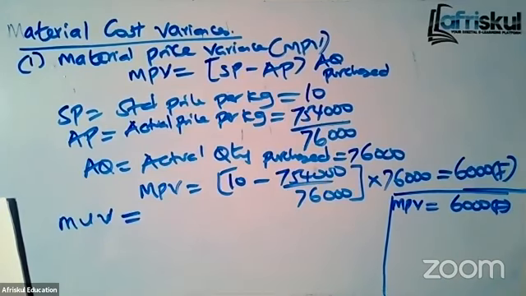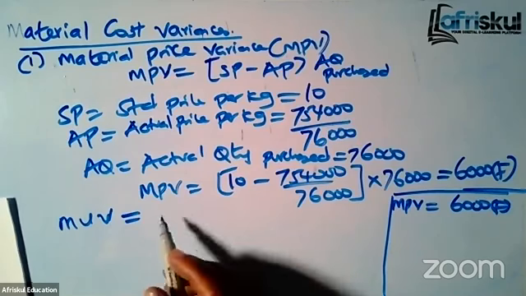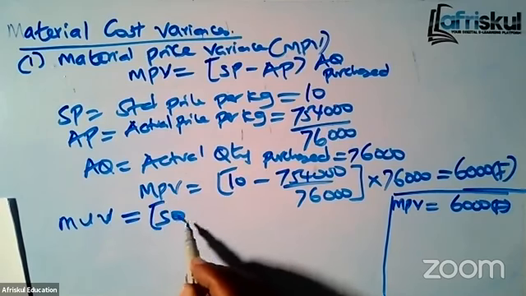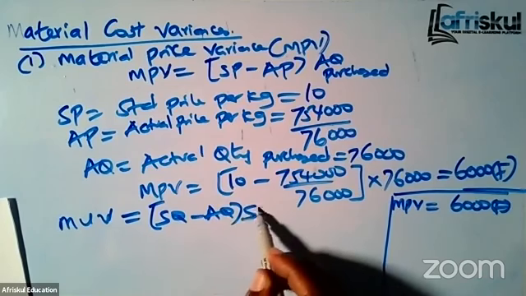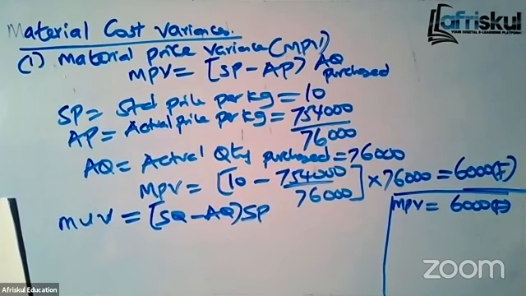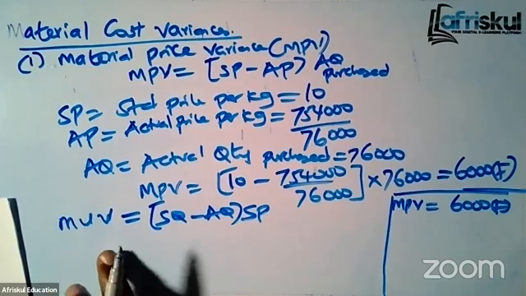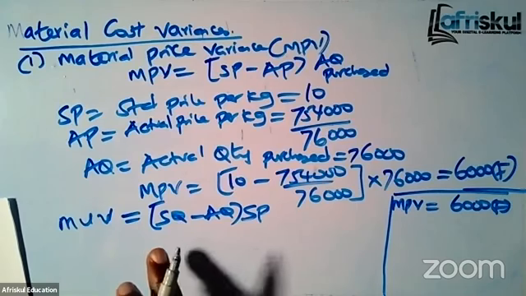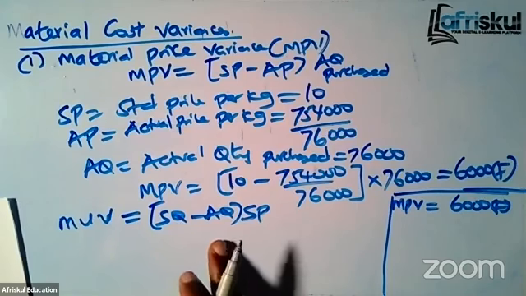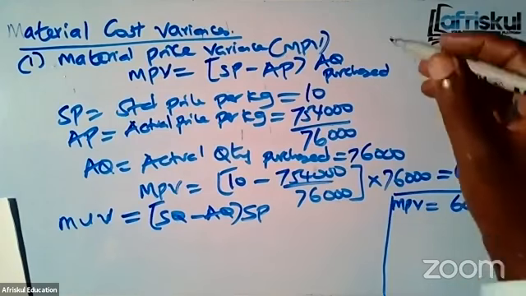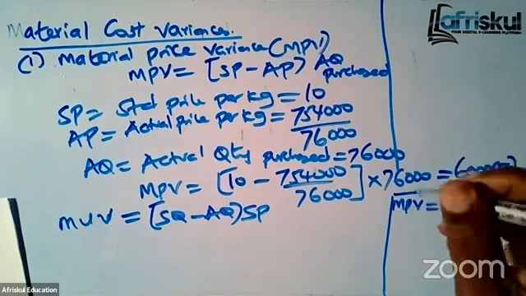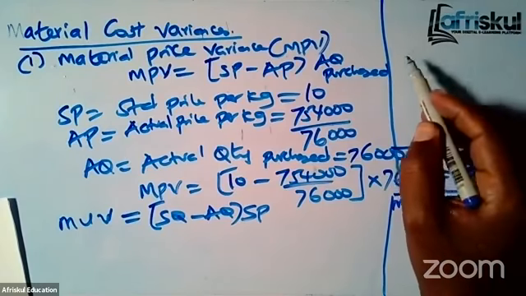For the usage variance, we're looking at the difference between two quantities: what we thought we would have incurred minus what we actually incurred, multiplied by the standard price, so we monetize it. So to get the material usage variance, we take the standard quantity minus actual quantity multiplied by SP. Please write there, very importantly, capital SQ.